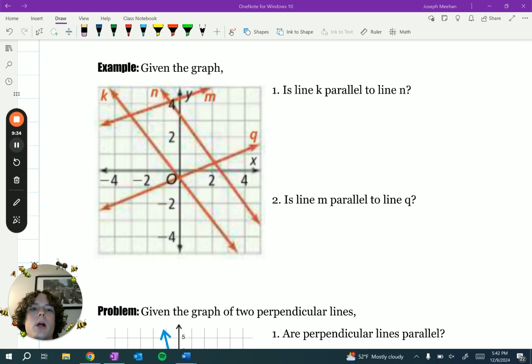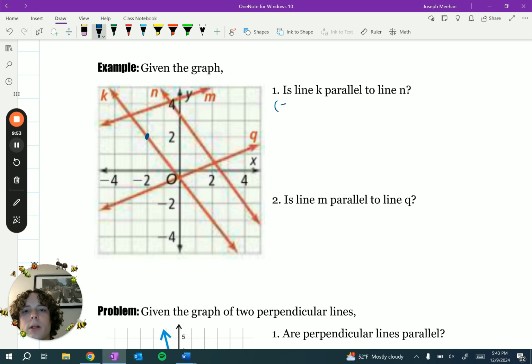It says, is line K parallel to line N? In order to figure out if they're parallel or not, we have to figure out the slopes of each line. So let's look at line K and see where it intersects the grid on the coordinate plane here and pick some points. This graph is pretty blurry, so you have to excuse that.